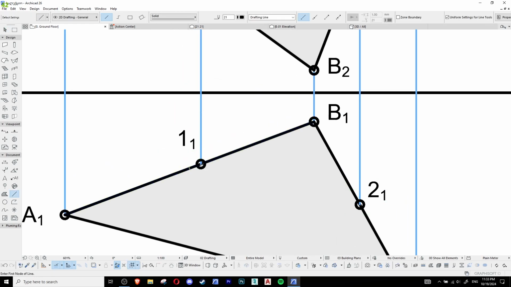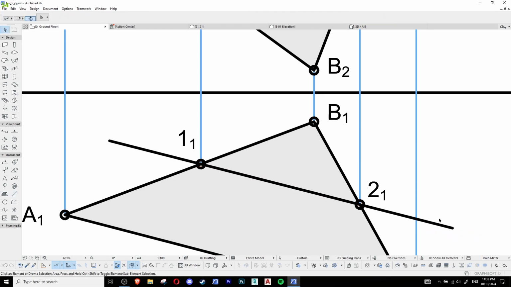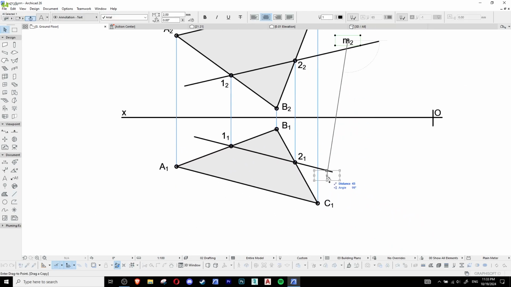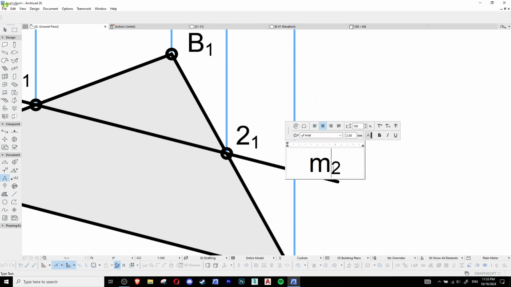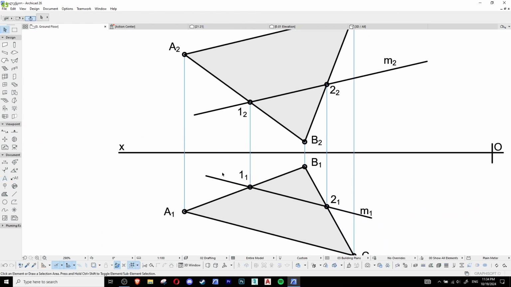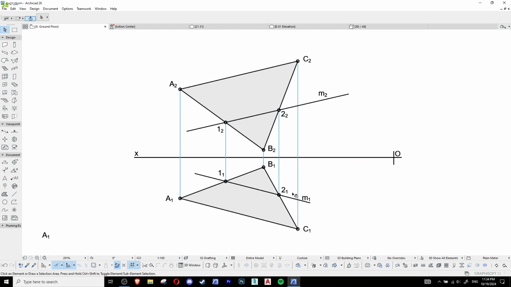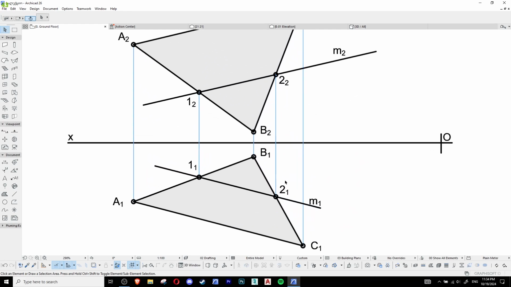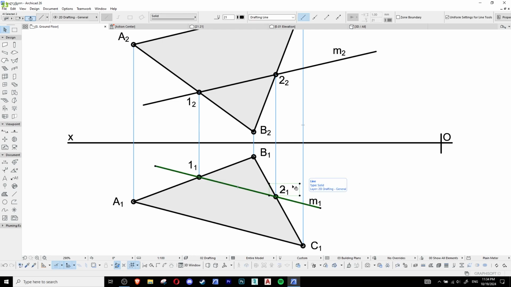So if I draw a line going through both of them, which is this line here, we get an accurate depiction of line M, which belongs to this plane. Okay, that out of the way, let's now move on to when there is a level line, because it's slightly different.